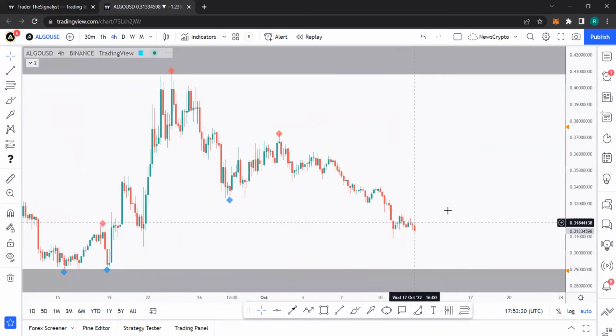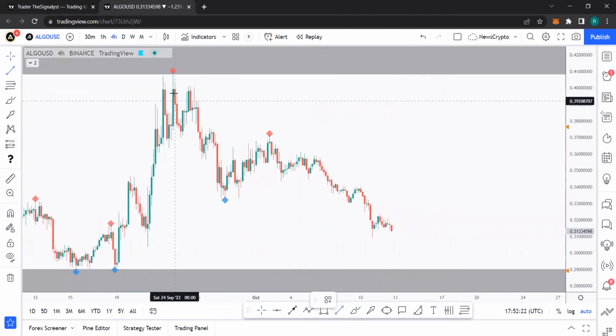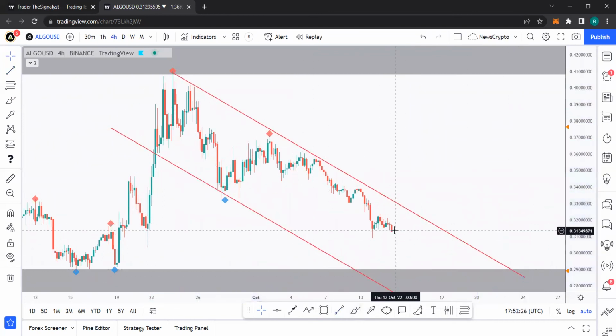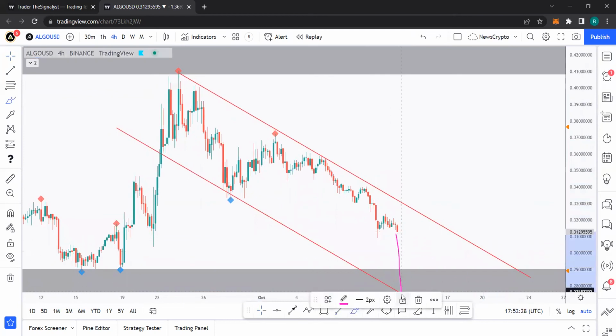If you go to H4, that's it. We can draw this channel right here. So as we trade lower, I'll be looking for buy stops, and of course, a buy above the channel.